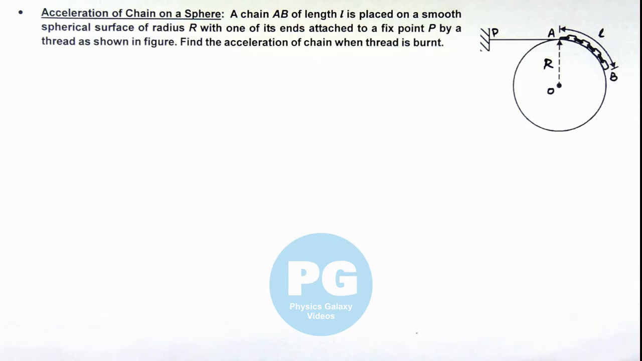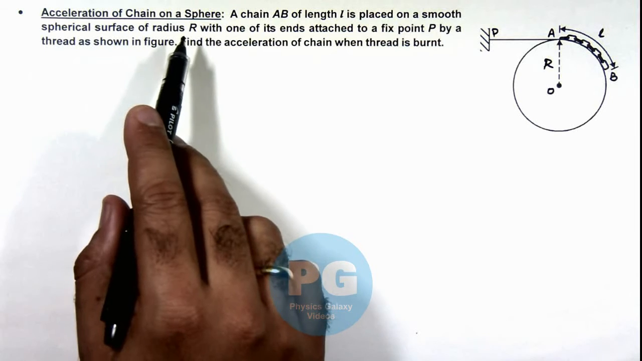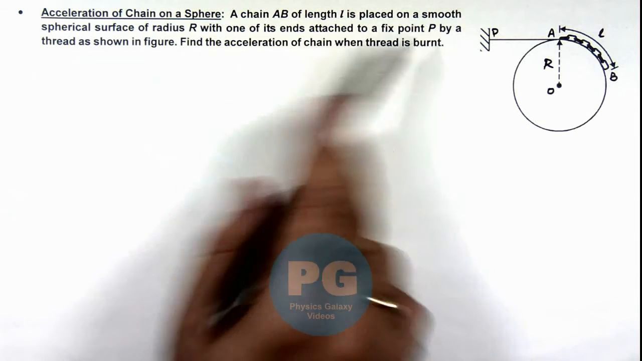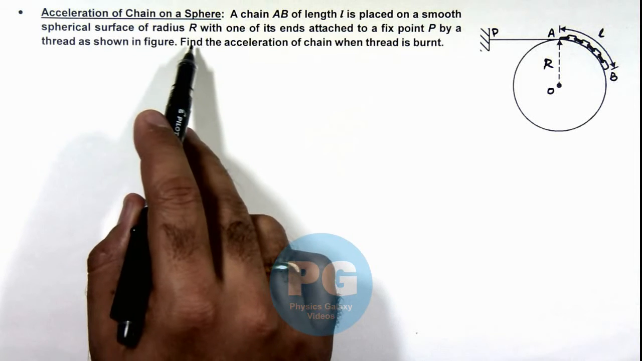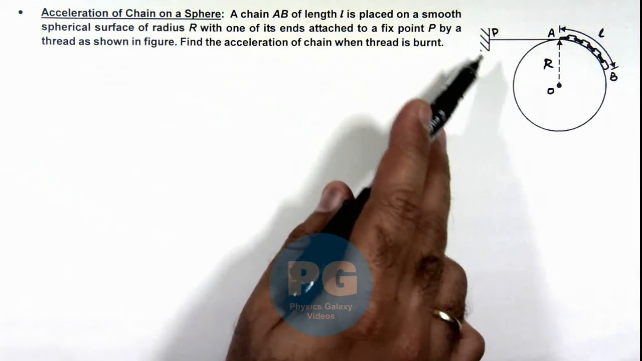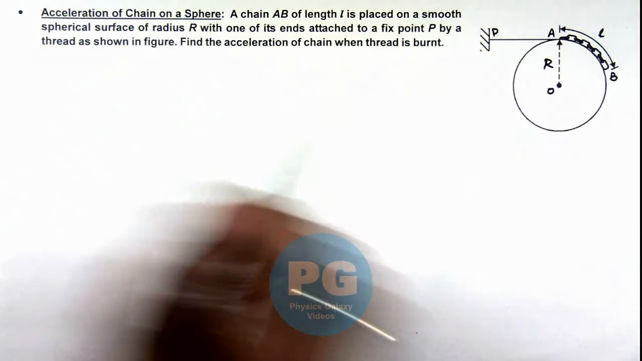In this illustration, we'll discuss the acceleration of a chain on a sphere. Here we are given that a chain AB of length L is placed on a smooth spherical surface of radius R with one of its ends attached to a fixed point P by a thread. We are going to find the acceleration of the chain when the thread is burned.